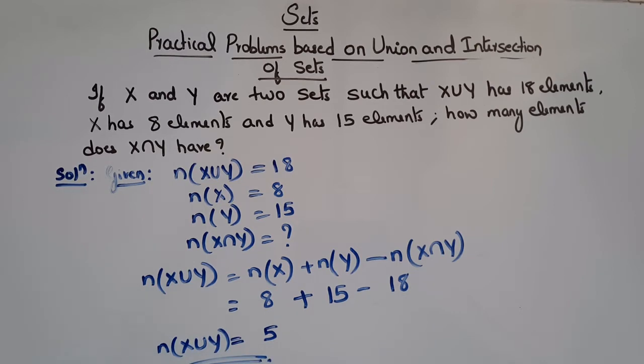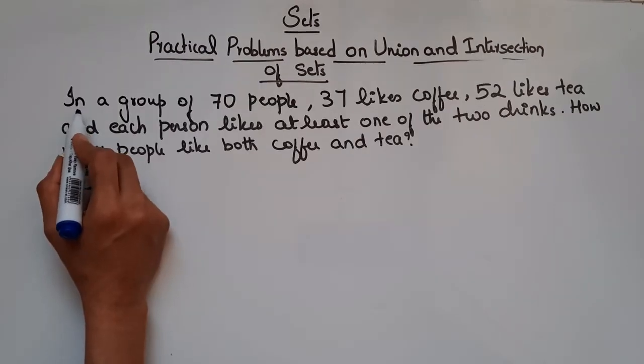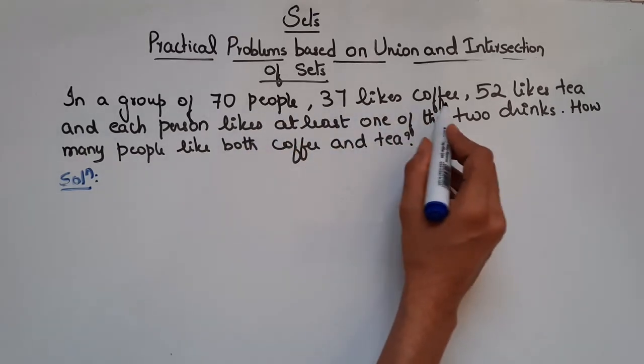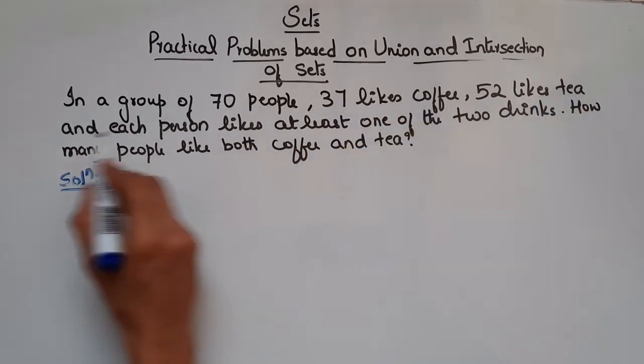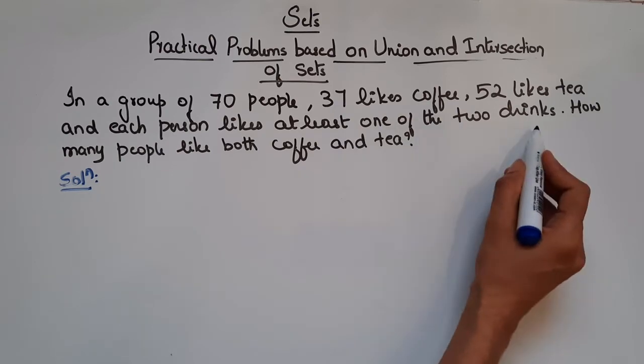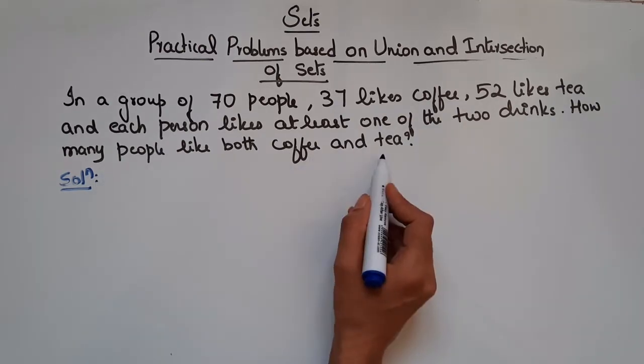Now let's move on to the second type of problem. So now let's see this problem. Here it says, in a group of 70 people, 37 like coffee, 52 like tea, and each person likes at least one of the two drinks. How many people like both coffee and tea?